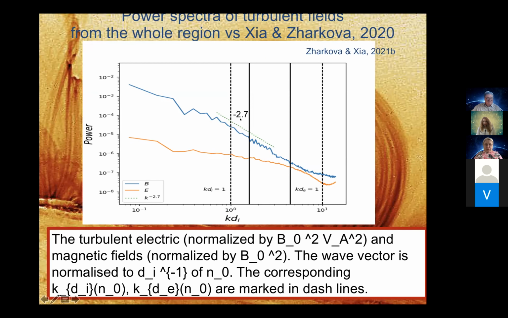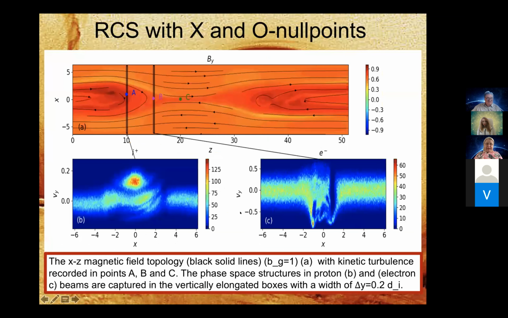So it gives you the slope minus 2.7 near the ion inertial length. And this is the presentation in wave numbers. Then we looked at the turbulence at particular points in this simulation. So this is my magnetic island, with the X null point at C, a point close to the start of the island at B, and inside the island, point A.